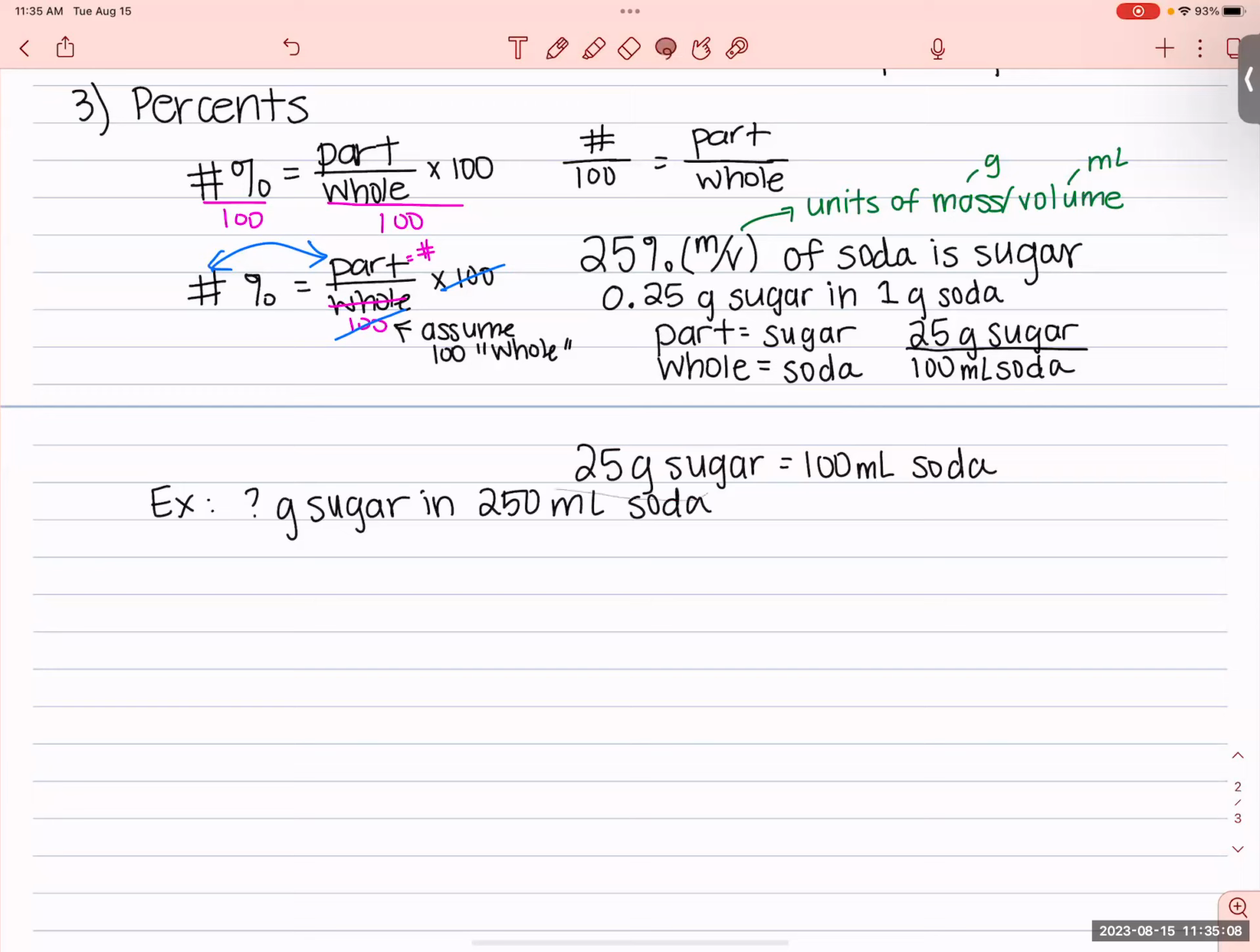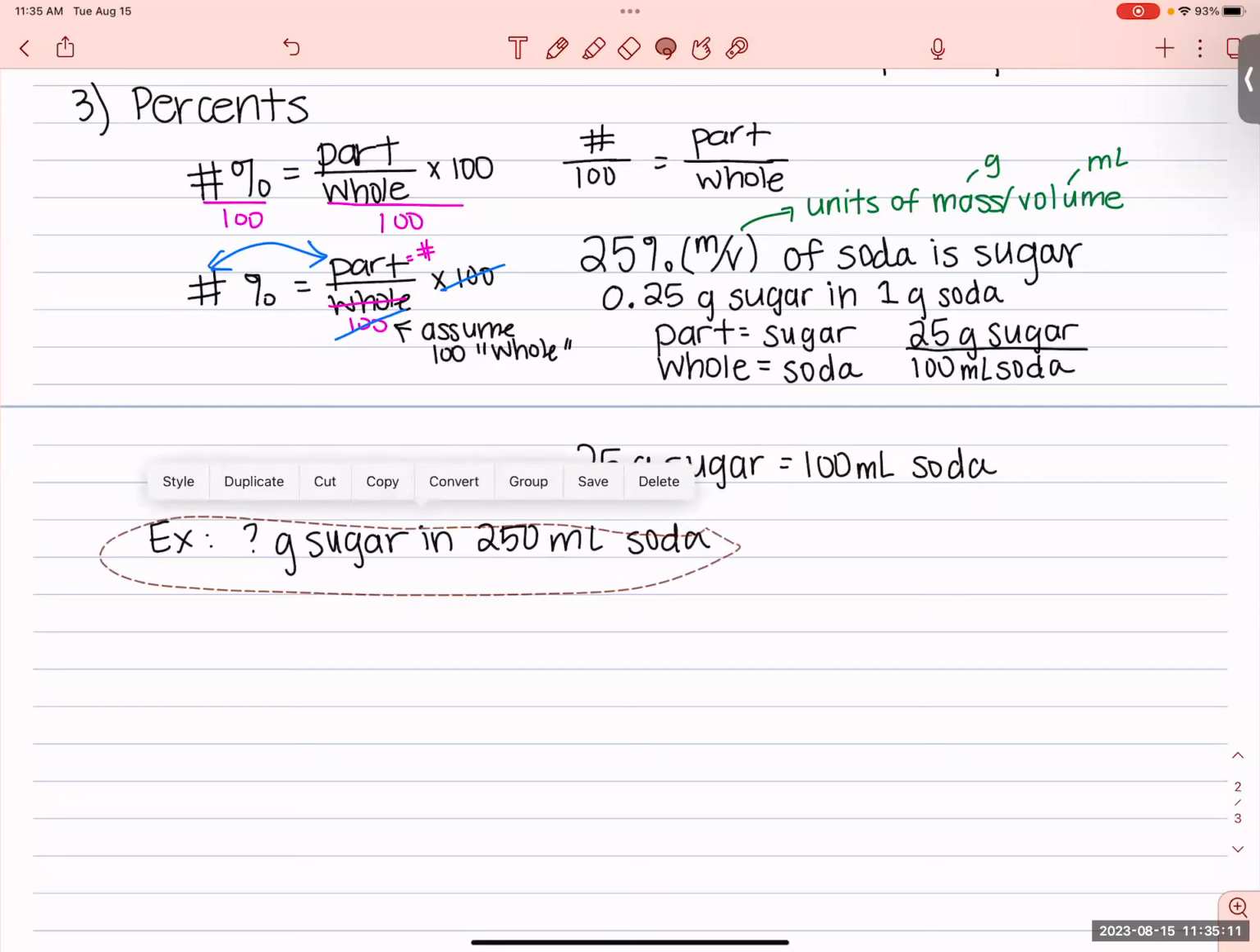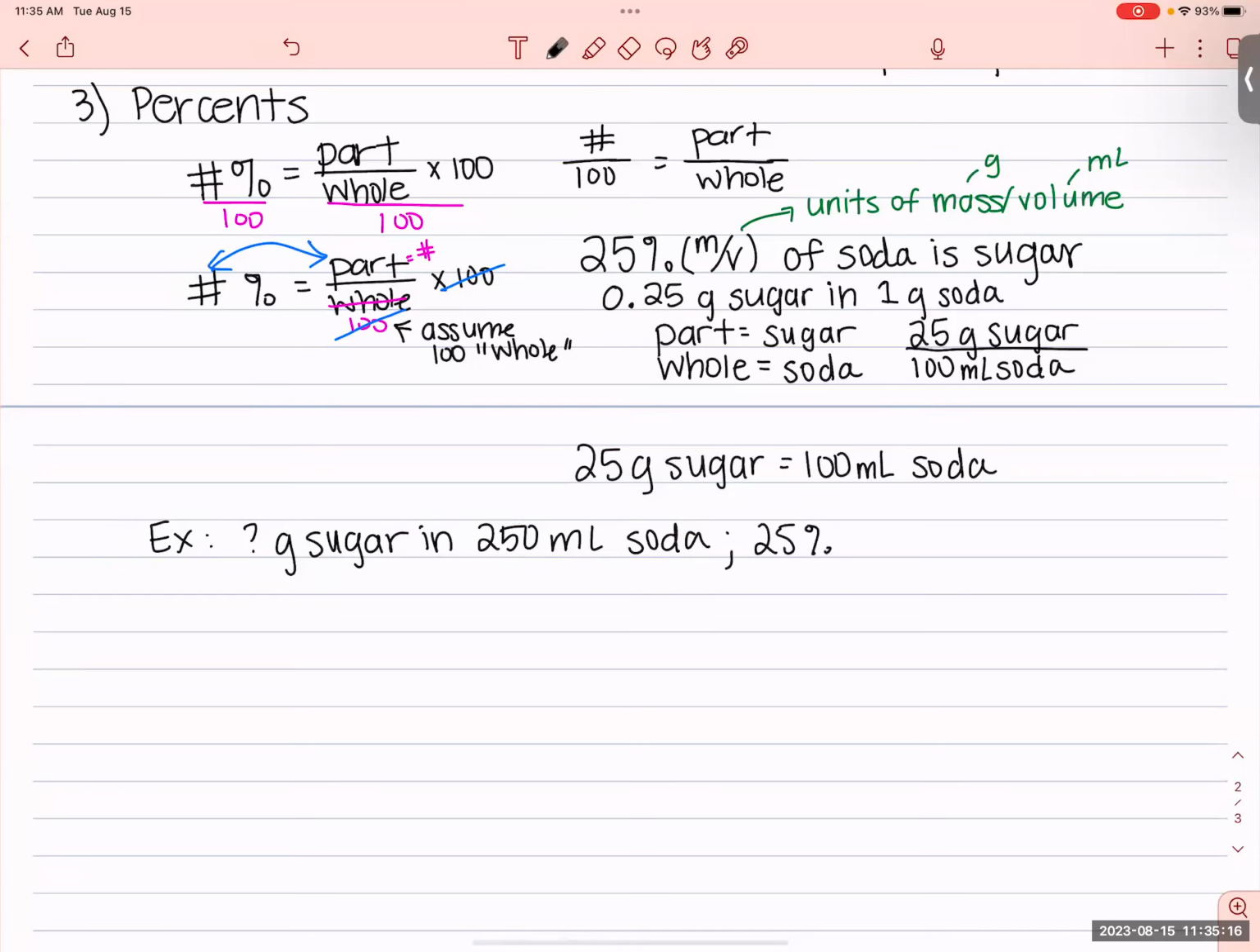And many people can do this maybe in their head or in a calculator and say, well, if we know that 25% of soda is sugar, then I'll just take 25% of this, right? And you can do that in the calculator, or you know that you can push your decimal back 2 times and multiply 0.25 by 250. If none of that makes sense to you, fine, great. Just don't do it that way unless it makes sense.